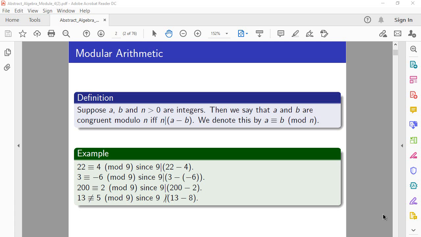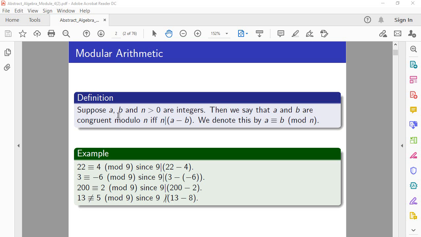Welcome everybody. In this series of videos we will be talking about modular arithmetic. So let's start with this definition.